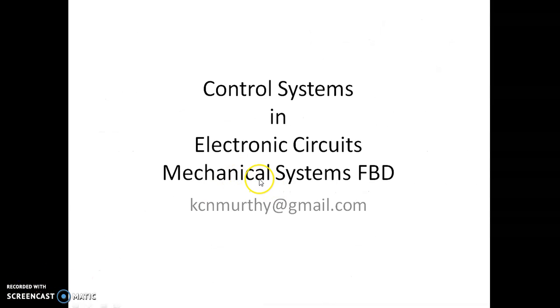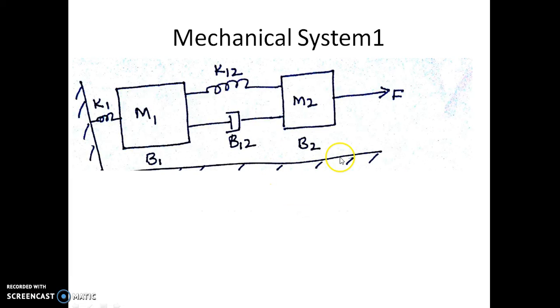Now in this video we shall see how to write the free body diagram of mechanical systems. So let us consider a mechanical system consisting of two masses, and there are two springs connected to the masses as shown here, and we have a friction between M1 and M2 as represented by B12, and B1 and B2 are the exclusive frictions for mass M1 and M2.